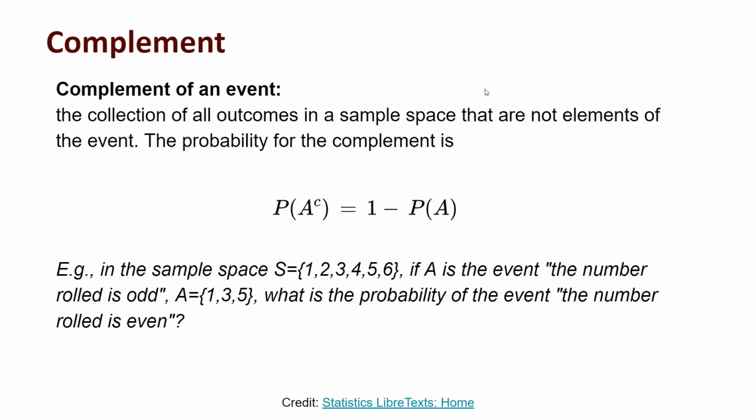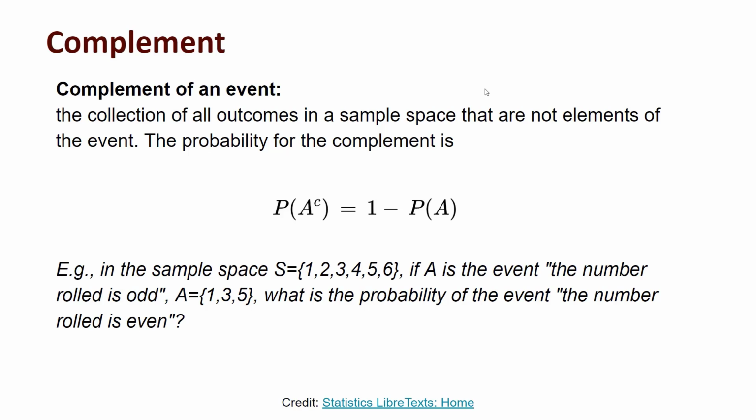The complement of an event is the collection of all outcomes in a sample space that are not elements of the event. So it's kind of like the inverse if you think about it the other way. Consider the sample space S is 1 all the way to 6. If A is the event that the number rolled is odd, then the complement of A is simply 2, 4, 6, because those are the elements not contained in A but in the rest of the sample space.